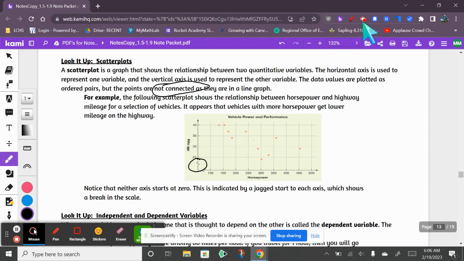So this shows that we skip values. So if you ever want to skip values, like they went by fives here, so they did not have 5, 10, 15, 20. They just started at 25. So it allows you to make better use of your entire graph.